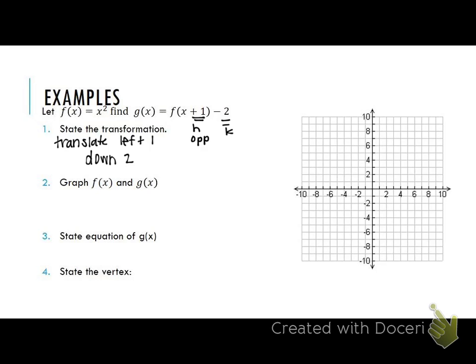So if we translate left 1, down 2, or the other way that you guys have been saying it, will that change the shape of our graph? No. It will just move it over. That's why it preserves that pattern.